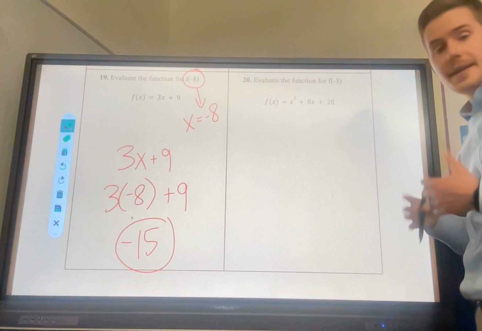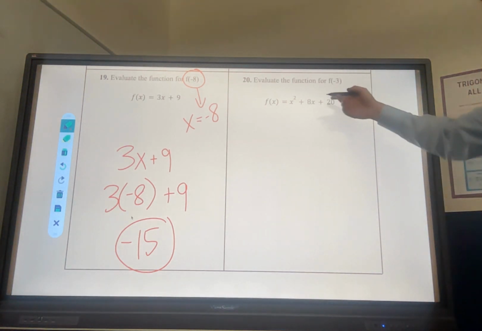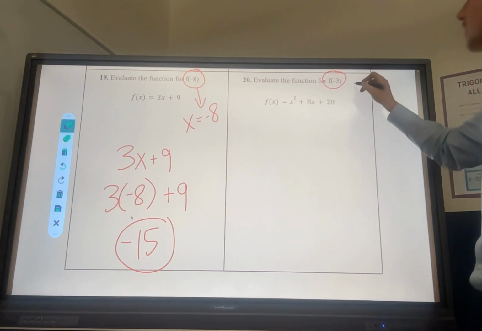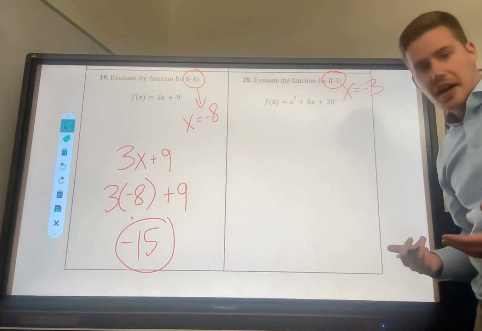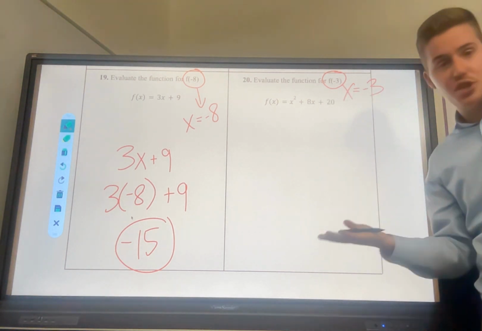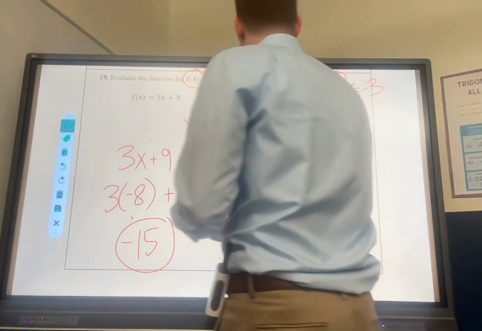For question 20, essentially the same question. They're asking for f of negative 3. So that means x equals negative 3. Okay, easy enough. We're going to take that negative 3 and substitute it in for x. Let's be careful to use parentheses and we'll be good.